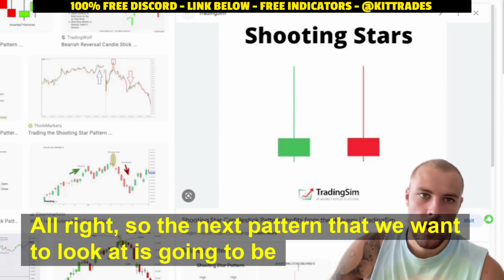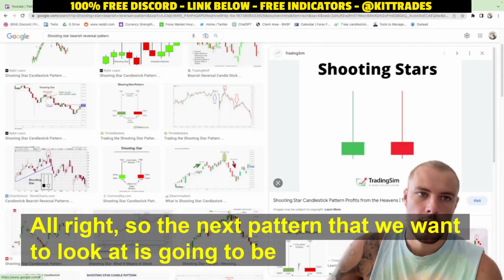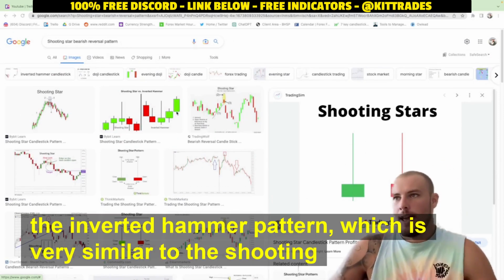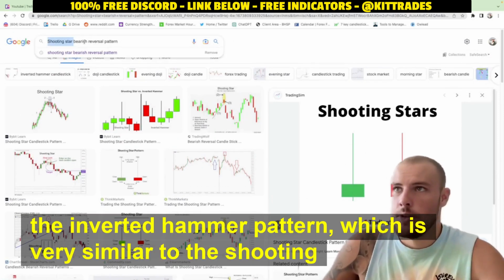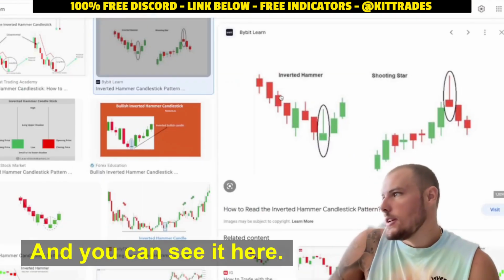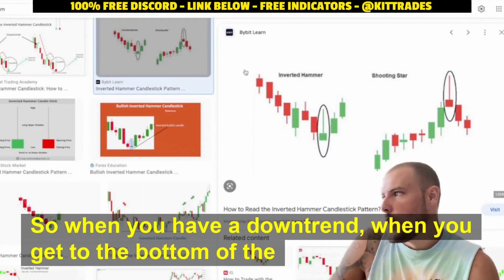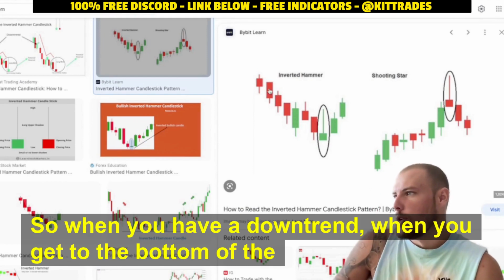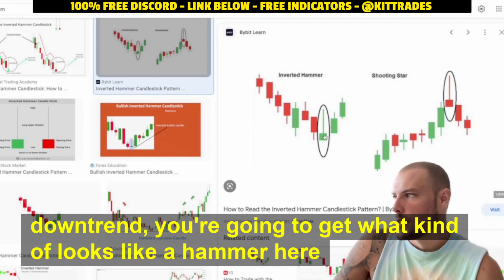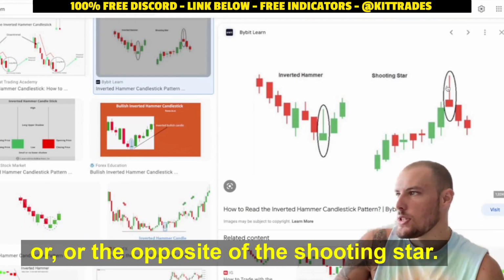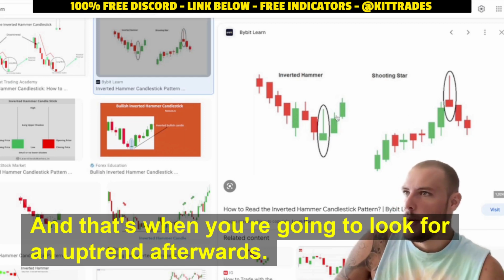The next pattern that we want to look at is the inverted hammer pattern, which is very similar to the shooting star pattern. You can see it here. It's basically the same thing but reversed. When you get to the bottom of a downtrend, you're going to get what kind of looks like a hammer, the opposite of the shooting star. That's when you're going to look for an uptrend afterwards.